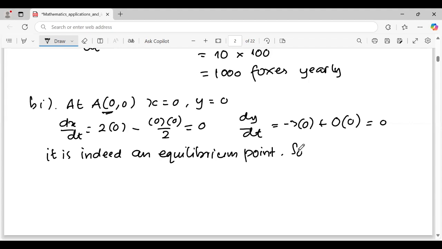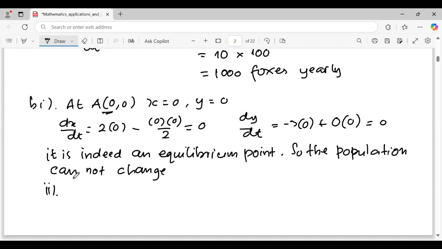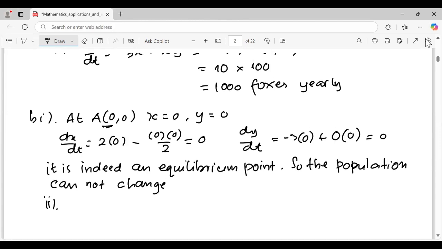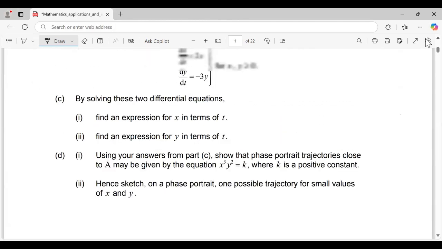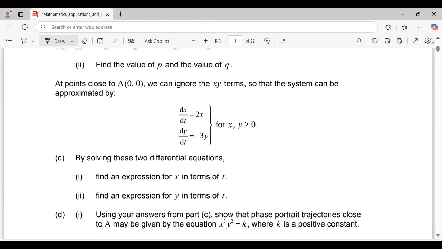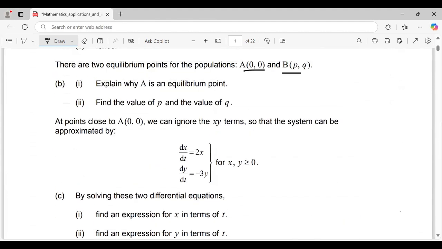Okay, so the population cannot change, the populations of foxes and the populations of geese. Okay, two. I forgot the question. Two. Find the value of P and Q.